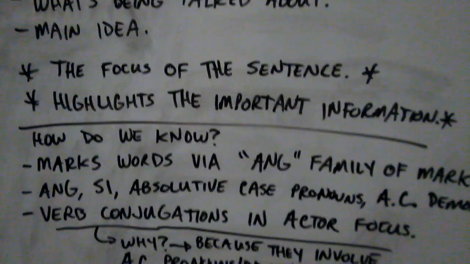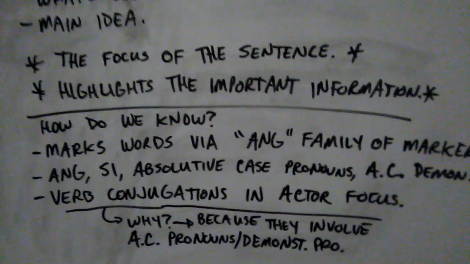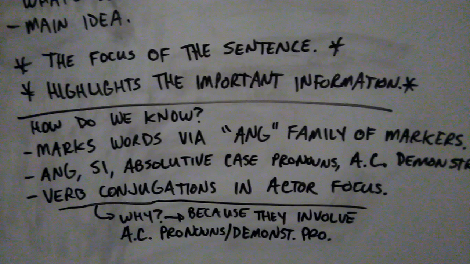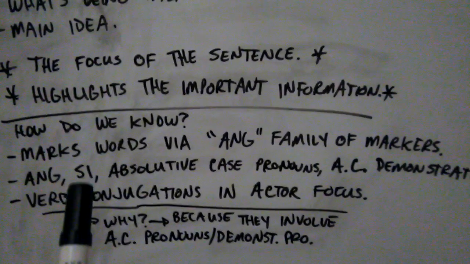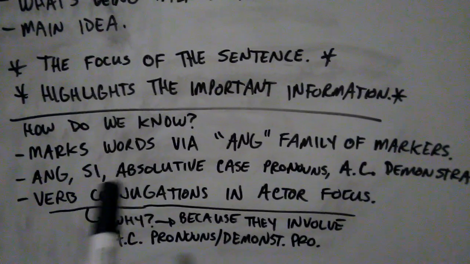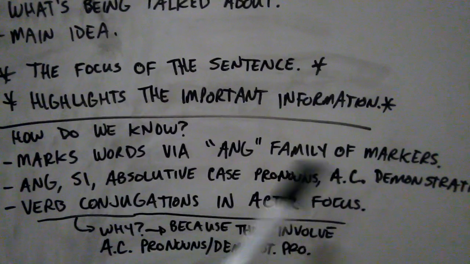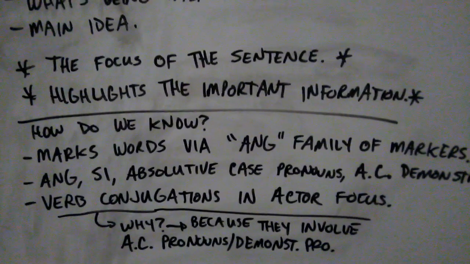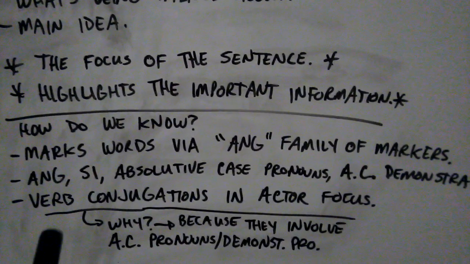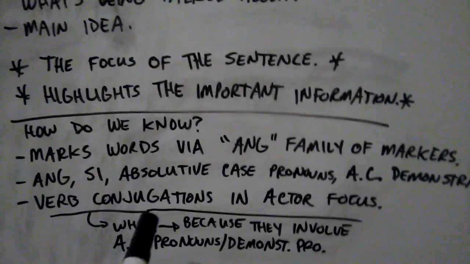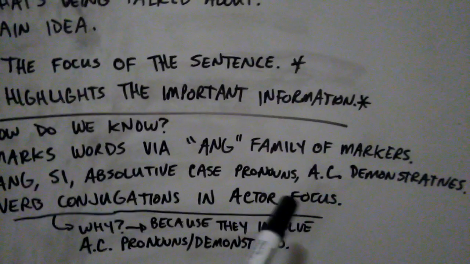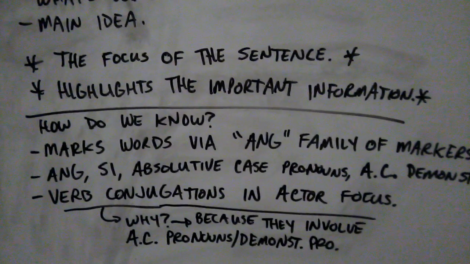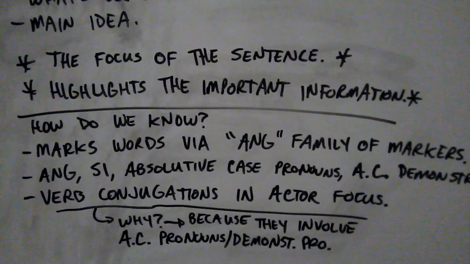But how do we know that it's going to be of importance? Well, we mark it, right? In this situation, we mark it using the ang family of markers. So marked words via the ang family of markers. And do we know what the ang family markers are? Yeah, because it's the ang, si, your absolutive case pronouns, the absolutive case demonstrative pronouns. Those are what's being marked.